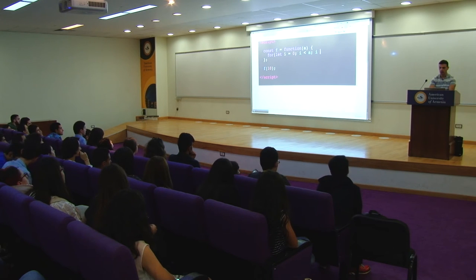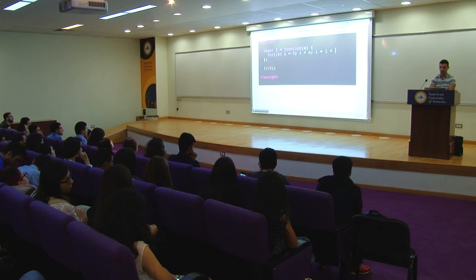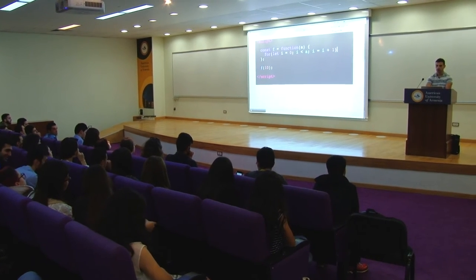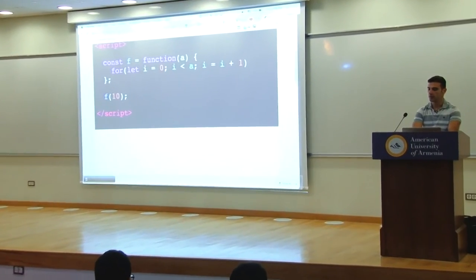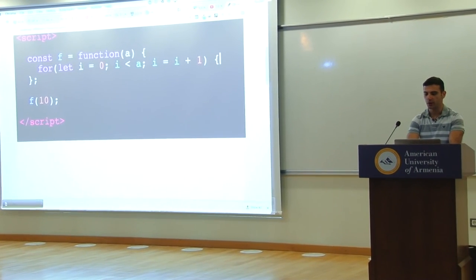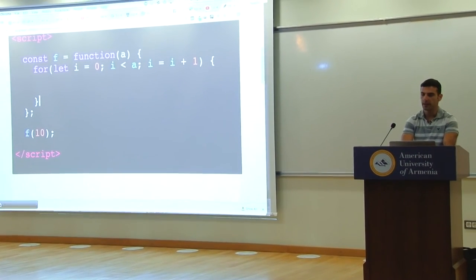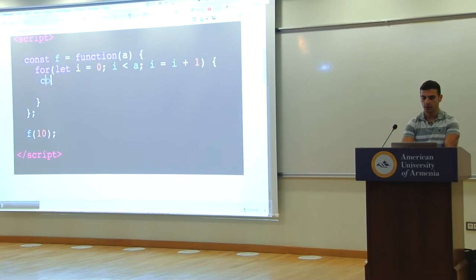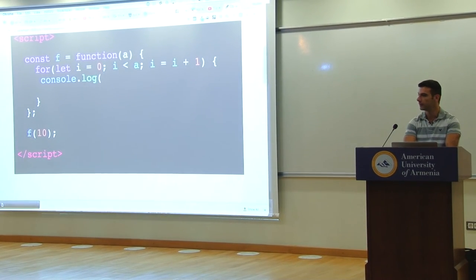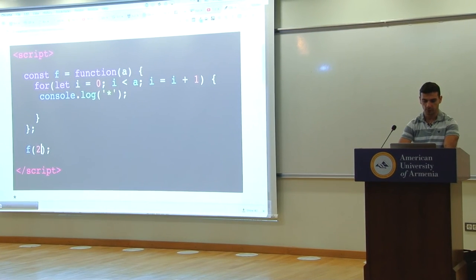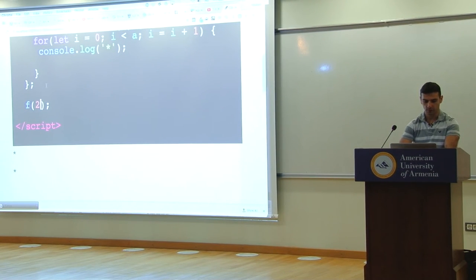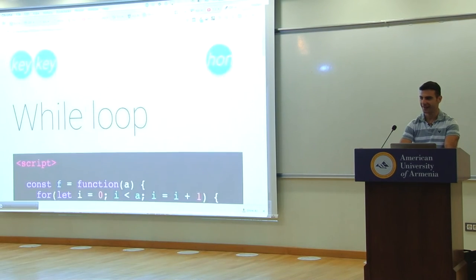Or i plus equals 1, or i equals i plus 1. All the same thing, right? Okay, now what? So the start of our loop block, the end of our block, and then we console.log what? Star, beautiful. Ta-da, 10 stars. Let's make them 2. 2 stars. Let's make them 21. 21 stars, yay.